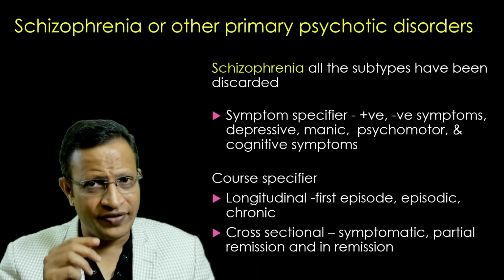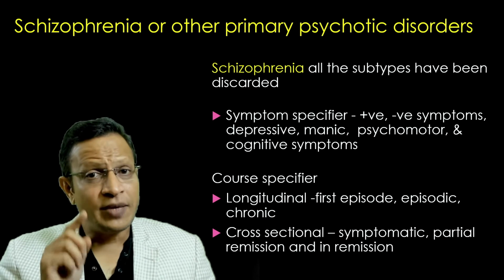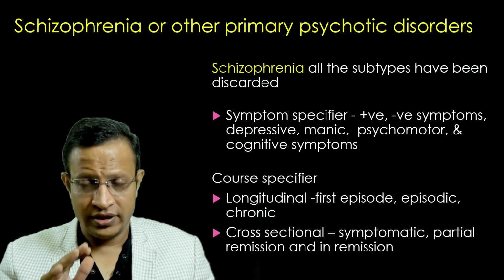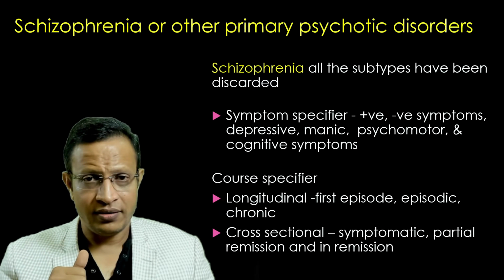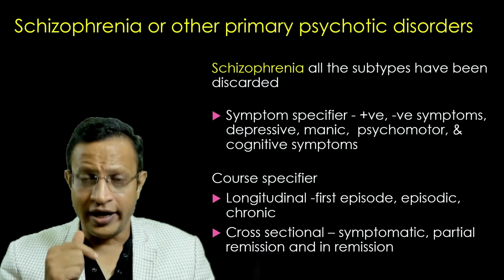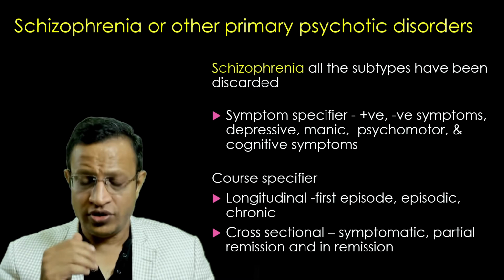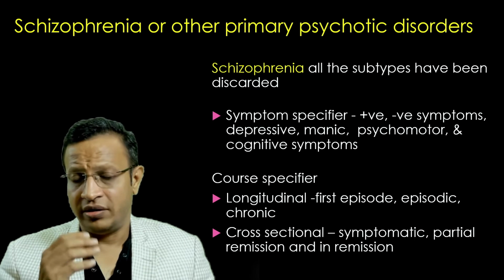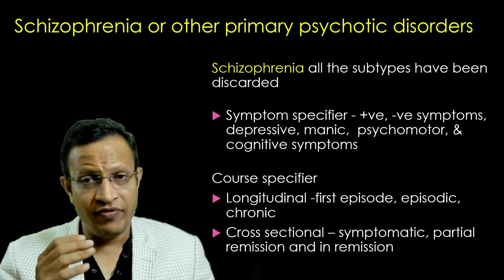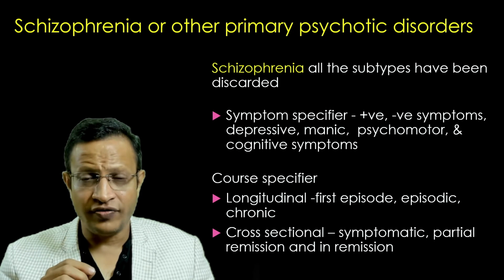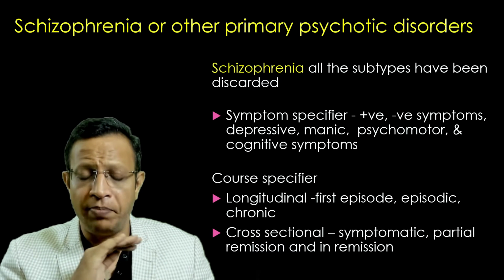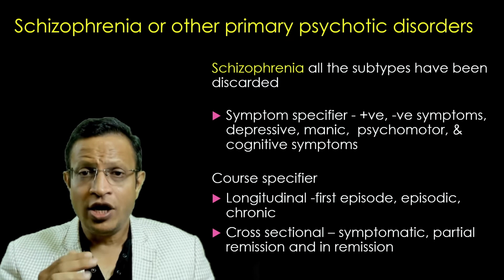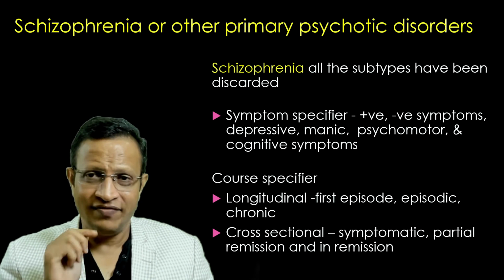If you look at this classification system, subtypes of schizophrenia have been removed. That means paranoid schizophrenia, catatonic schizophrenia, undifferentiated schizophrenia, post-schizophrenic depression, hebephrenic schizophrenia, disorganized schizophrenia. Those categories have been completely removed in ICD-11 to harmonize with DSM-5.